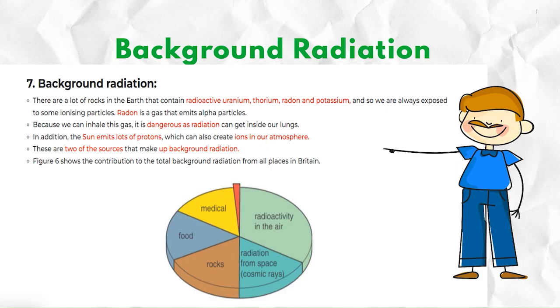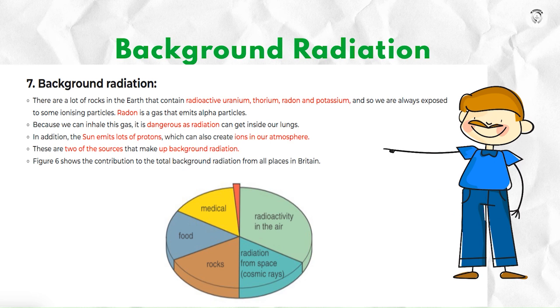In addition to this, the sun is actually emitting lots of protons, which can also create ions in our atmosphere. These are the two sources. Which are the two sources? First are some ionizing particles and gases, and the other is the sun's emission of lots of protons, which is causing ionization. So this is figure 6, which shows you the total contribution to this background radiation from all the places in Britain.